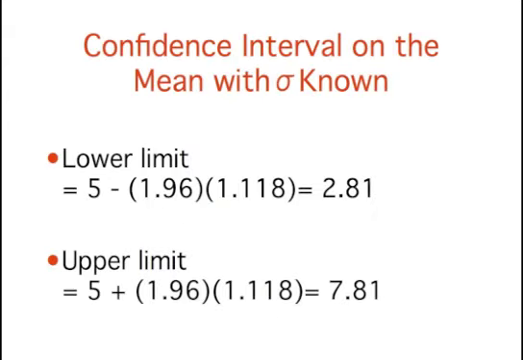The confidence interval can then be computed as shown. The lower limit equals 5 minus 1.96 times 1.118, which equals 2.81. The upper limit equals 5 plus 1.96 times 1.118, which equals 7.81.